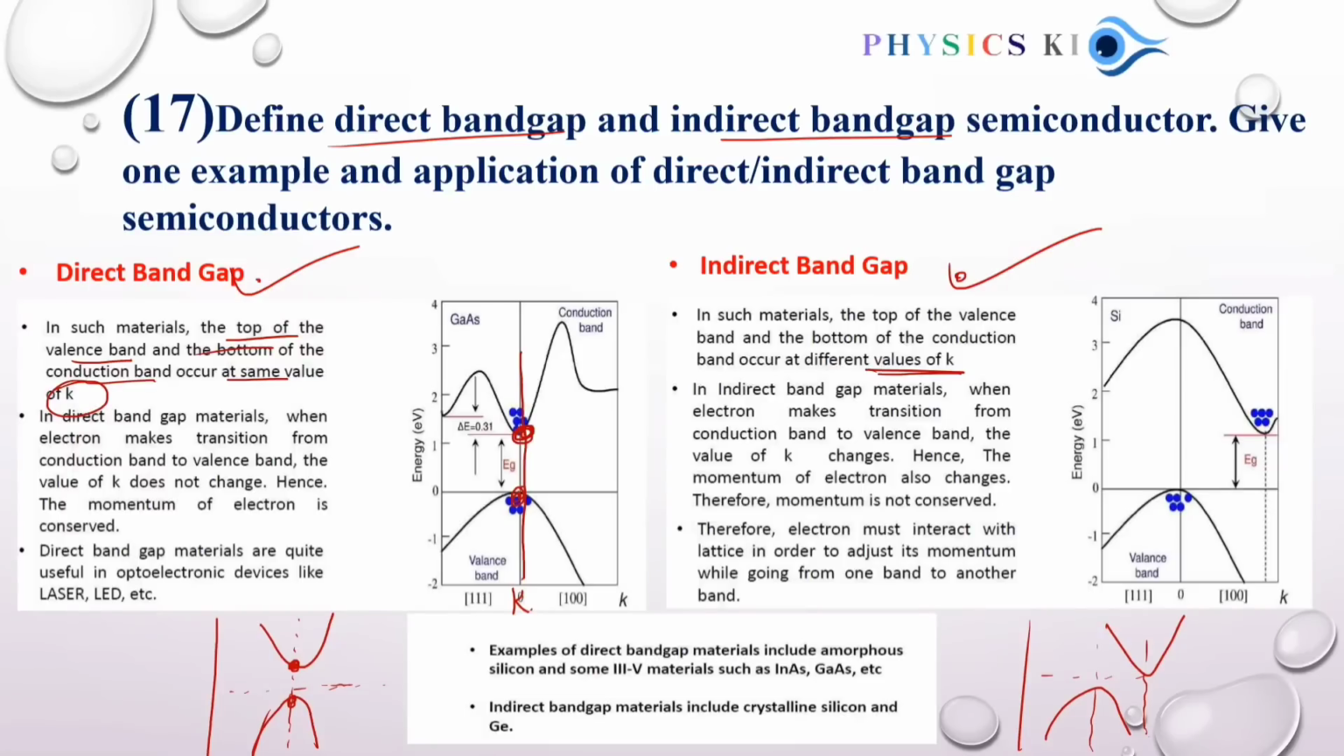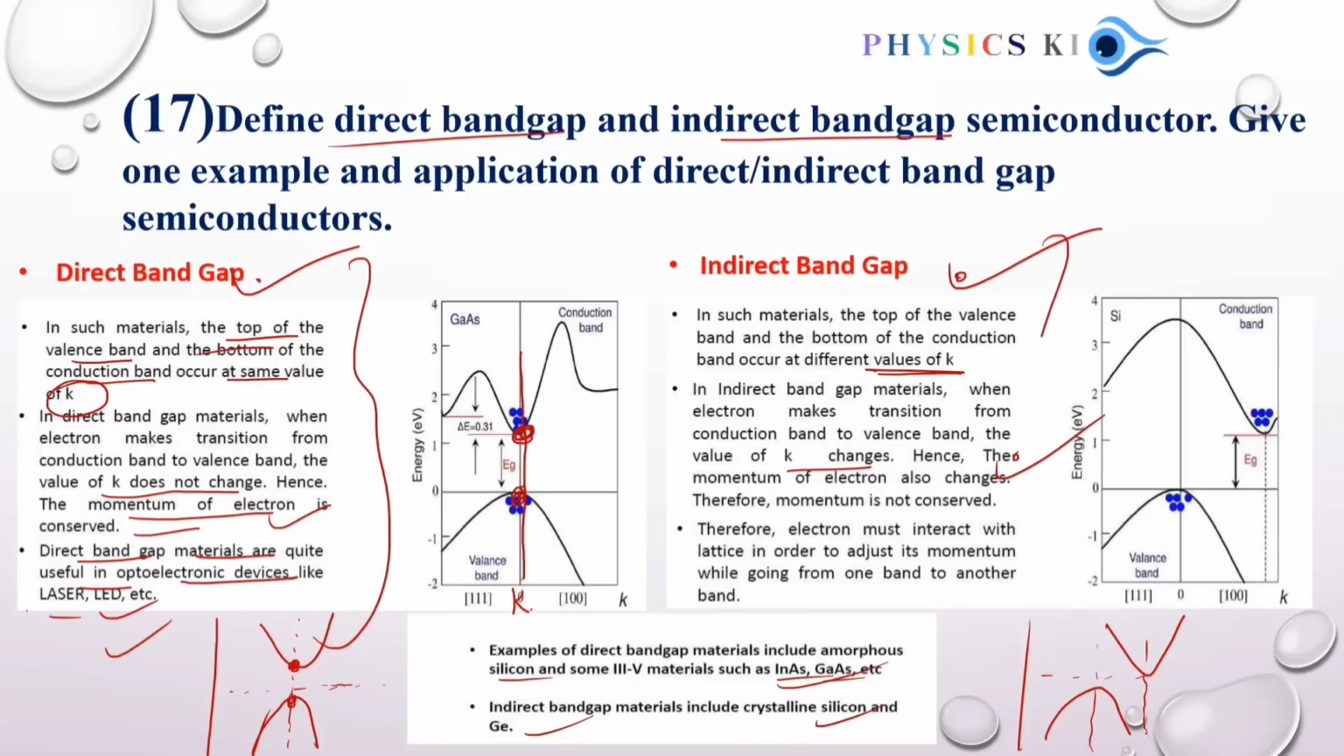Here what happened? k does not change, that means momentum does not change. Momentum is conserved, and for indirect, due to the k change, momentum also changes. For direct, what are examples? Direct band gaps are quite useful for optoelectronics like lasers or LEDs, and indirect ones are not used for optoelectronic devices. Some examples: indium arsenide and gallium arsenide for direct, and silicon and germanium for indirect. Got the idea? So 3 points for direct, 3 points for indirect, and examples. Your question is done. Very simple question.